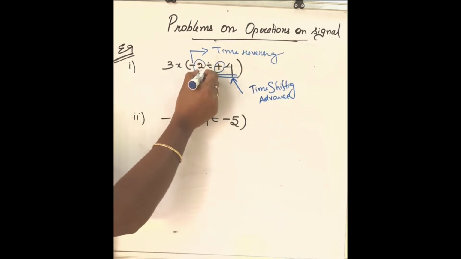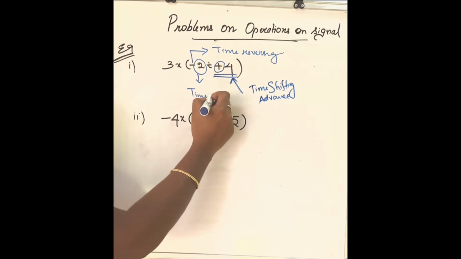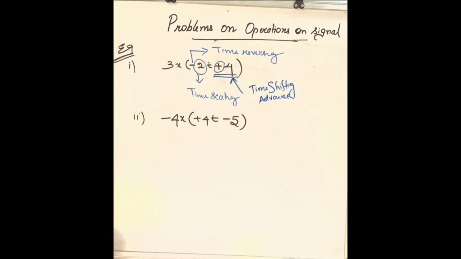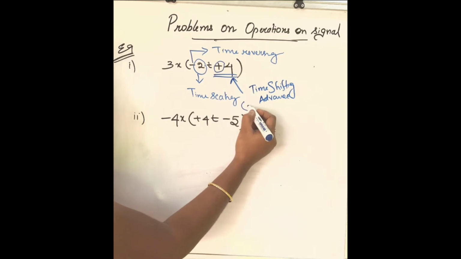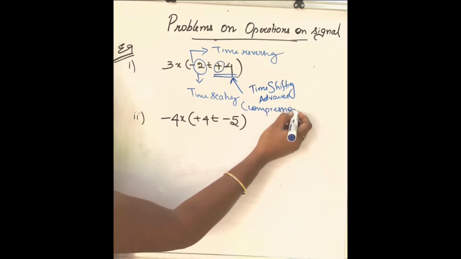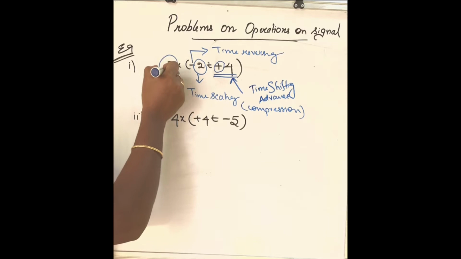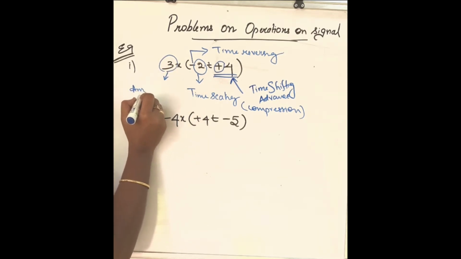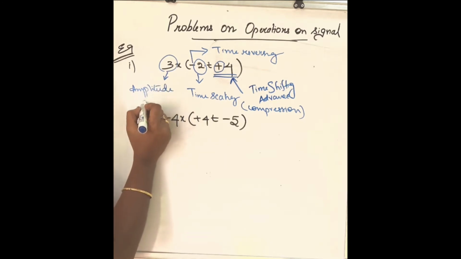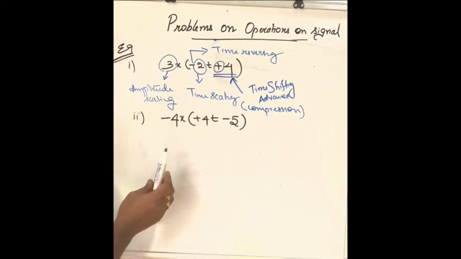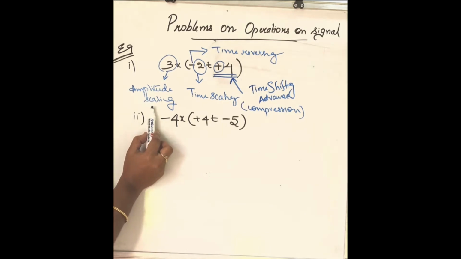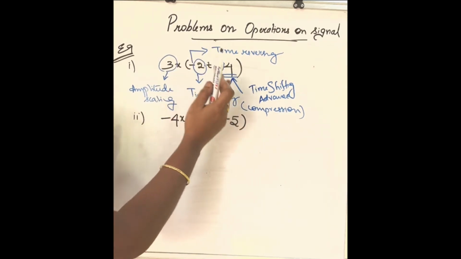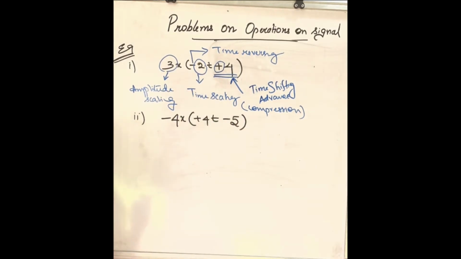And this 2 refers to time scaling. Now here it is 2 into t. When you say 2 into t, then it is compression. Next is the initial 3. This says that there is an amplitude scaling. So we have a time shifting, a time scaling, a time reversal, and an amplitude scaling. There is only one signal, so you have to just do the operations on one given signal.